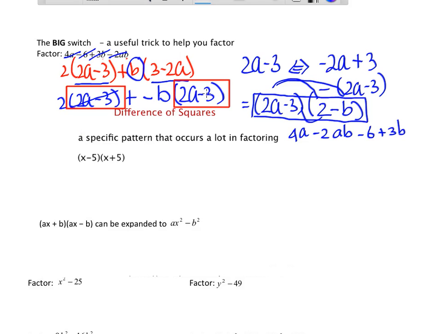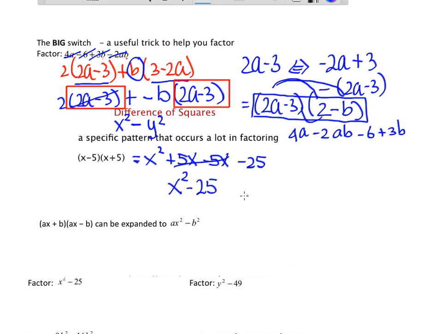Another pattern that you should be familiar with is difference of squares. And a difference means that we subtract, right? So we're subtracting squares. So, for example, x squared minus y squared would be a difference of squares. Okay, that pattern occurs a lot. And it comes from the following. If you FOIL this out, so if I distribute this and write this out, I would get x squared plus 5x minus 5x minus 25. The middle terms cancel, so this is actually x squared minus 25.